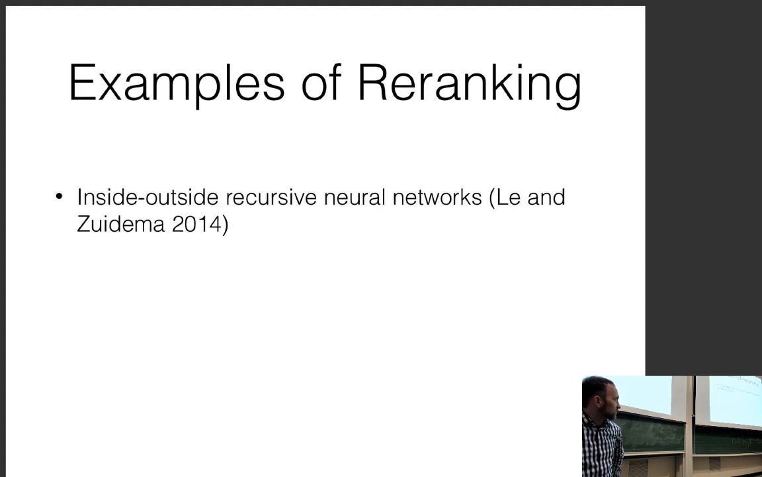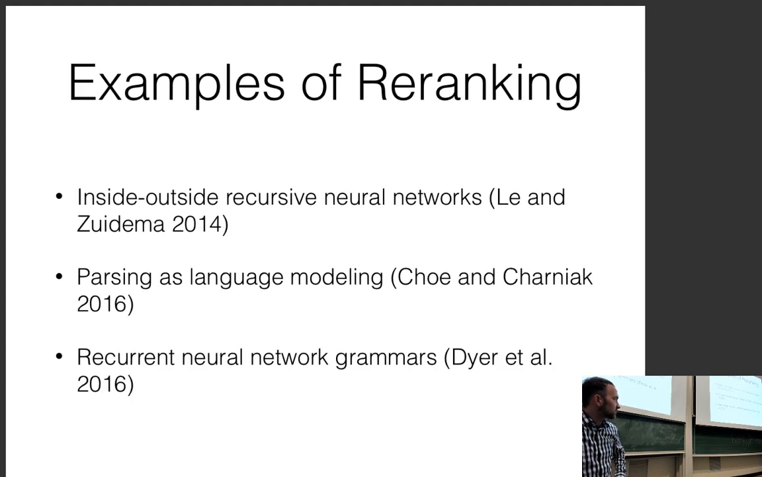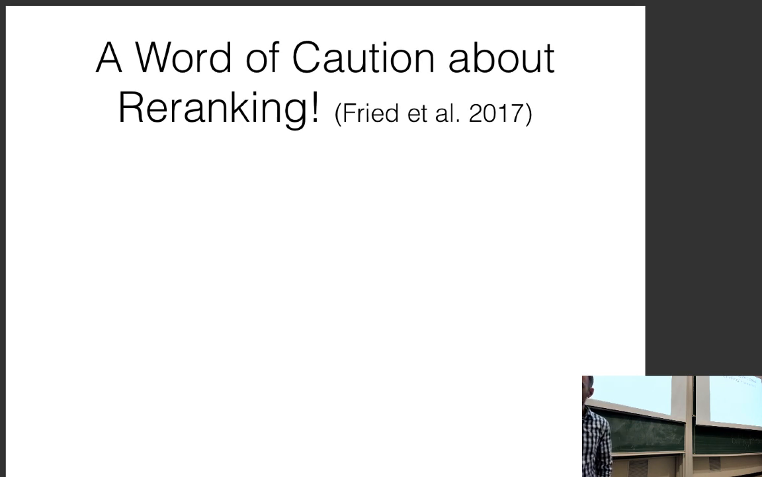There's a model called inside-outside recursive neural networks, which you can't easily decode with. So they generated with a more traditional model and rescored with it. There's also a method of parsing as language modeling and recurrent neural network grammars. These are both generative models of parsing that are not easy to decode with. So they generated with a discriminative parser and then rescored it with a generative model. But whenever you're using re-ranking, not just together with parsing, there is a slight word of caution.